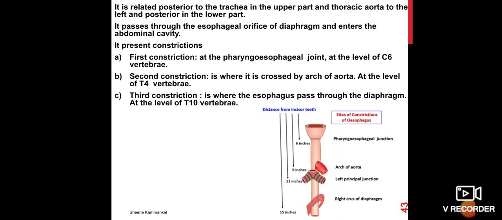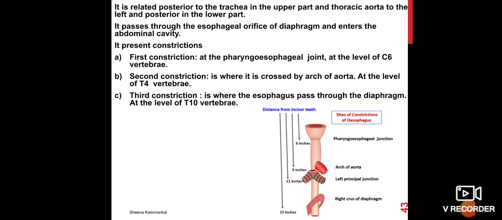This esophagus, I have already told, is a collapsed muscular tube. Collapsed muscular tube in the sense it is not a rigid structure. It is collapsed, and it becomes elongated, or straight, only when food enters into this pipe. Otherwise, it will be a collapsed structure, and naturally it has several constrictions.